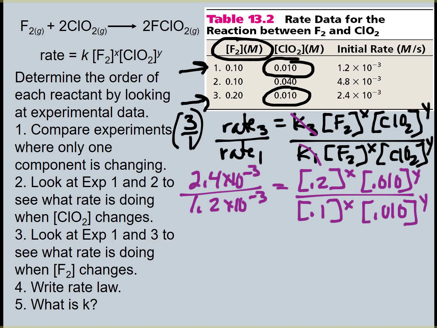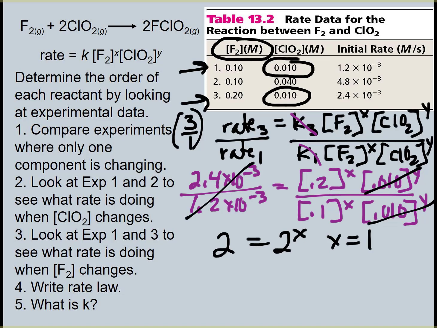So I'm going to cancel this out, and I get a 2. And over here on this side, these two things are the same. That's why I want to pick the two experiments where the concentration stays the same, so I can cancel them out. Then I have 0.2 divided by 0.1 raised to the x, so that would be a 2 to the x. So I know that x equals 1.